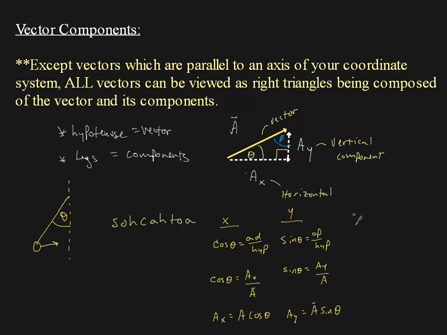So just for the sake of completeness, if we use beta as our reference angle, then the x component becomes a sine of beta, and the y component becomes a cosine of beta.